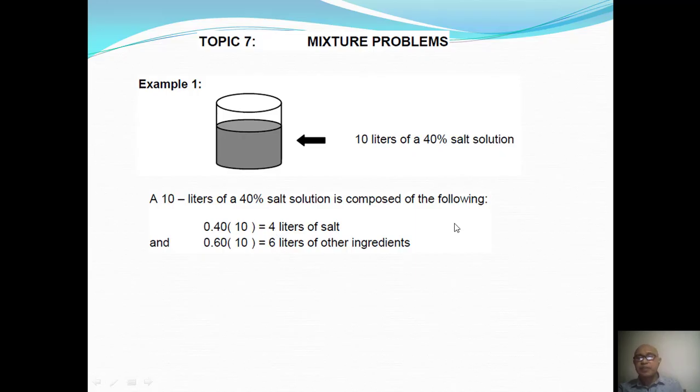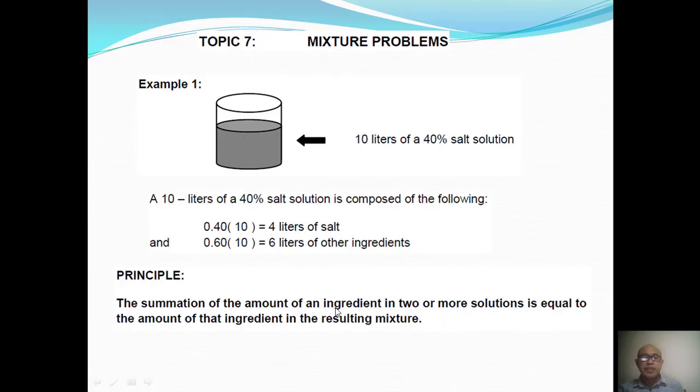Okay. So what is the principle in solving mixture problems? The principle is that if we have two or more solutions being mixed in order to obtain a resulting mixture, our principle in forming the equation is this: the summation of the amount of an ingredient in two or more solutions is equal to the amount of that ingredient in the resulting mixture.